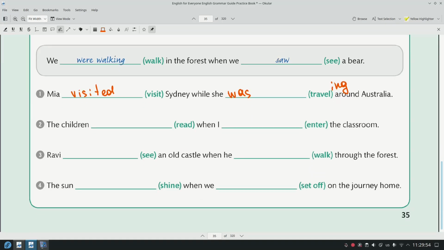The children were reading when I entered the classroom. Ravi saw an old castle when he was walking through the forest. The sun, we need to set a background, was shining when we set off on the journey home. Set. It is an irregular verb, and all the forms of the verb are the same.